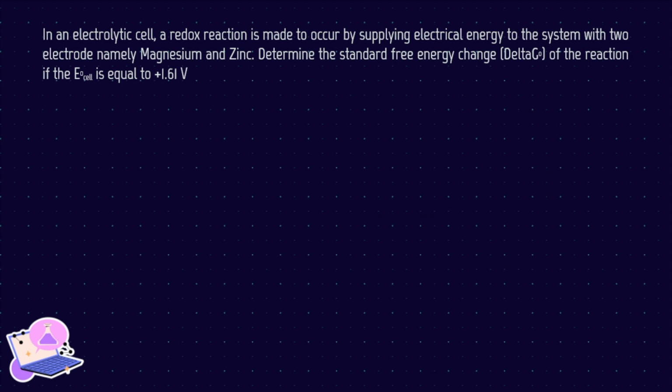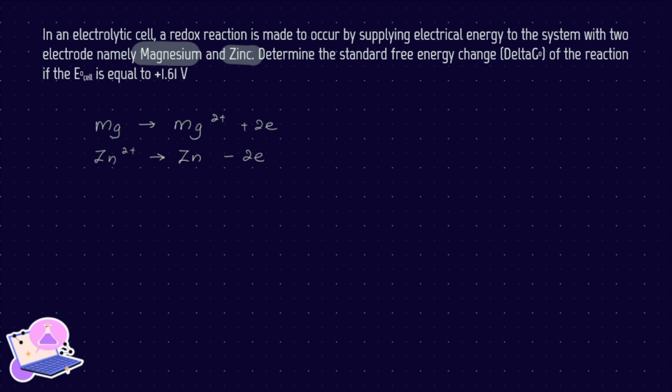Determine the standard free energy change, delta G, of the reaction if the E° cell is equal to positive 1.61 volt. For this question, you have two different electrodes, which are magnesium and zinc. So we are just going to write the half reaction for this. Magnesium will turn into magnesium 2 plus, and for zinc as well, Zn2+ plus 2 electrons.